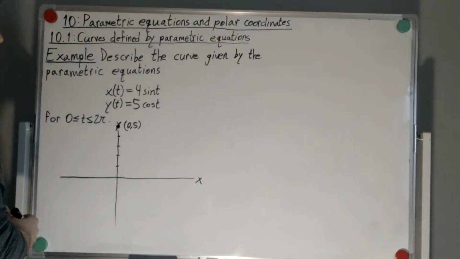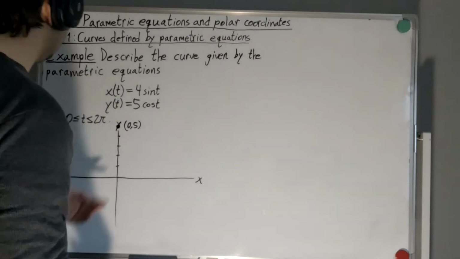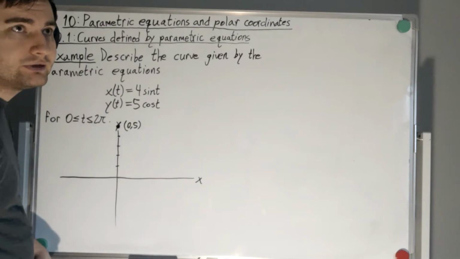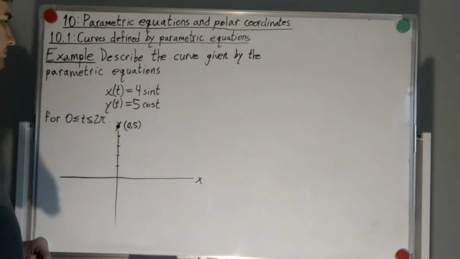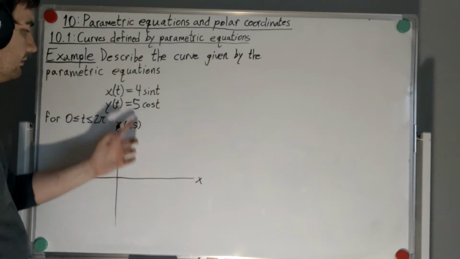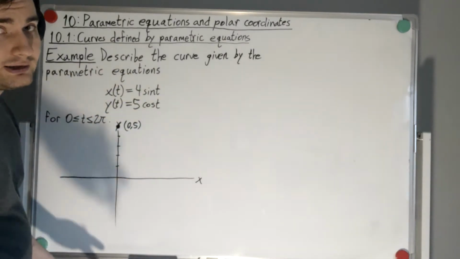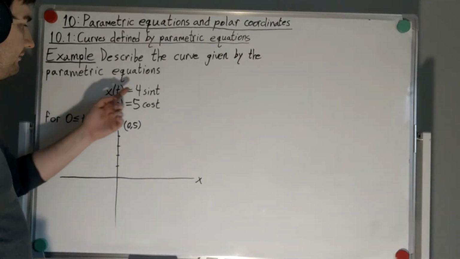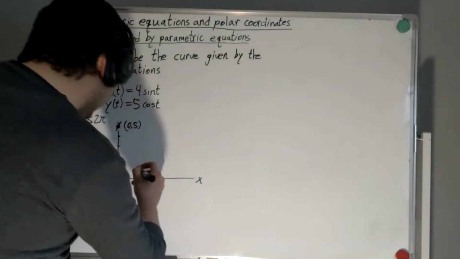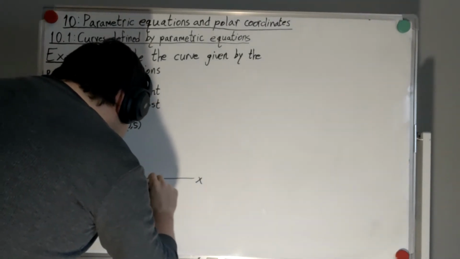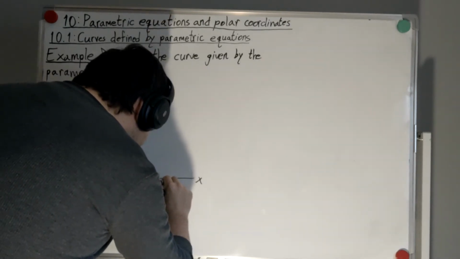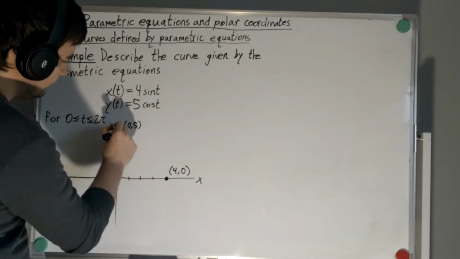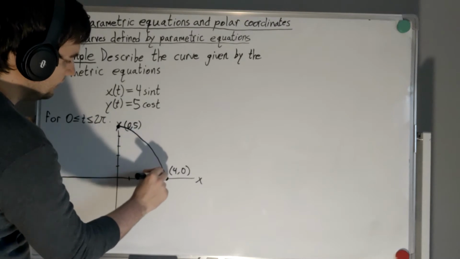Now, when t increases from there, x is going to increase because sine increases close to 0. So x is going to become positive. Y is going to become, well, still positive, but less so. Eventually, when t gets to pi over 2, we're going to have 4 and 0. So that's going to give us the point 4, 0. And so what's happening is this curve is going from here all the way down to here.